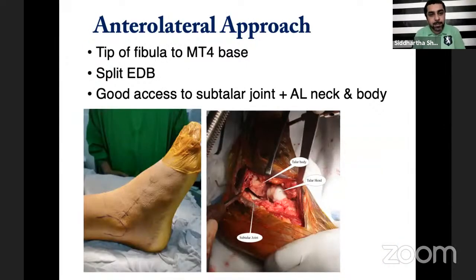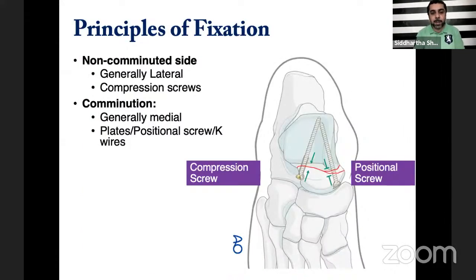The anterolateral approach is also pretty much straightforward. You go from the tip of the fibula to the fourth metatarsal base. You can split the extensor digitorum brevis or even work around it, under it, and raise it in a dorsal direction. This gives you good access to the subtalar joint, as you can see here, and good access to the anterolateral part of the talar neck and the talar body.